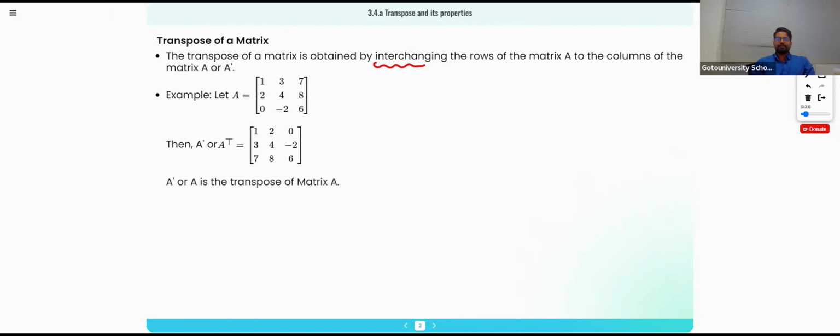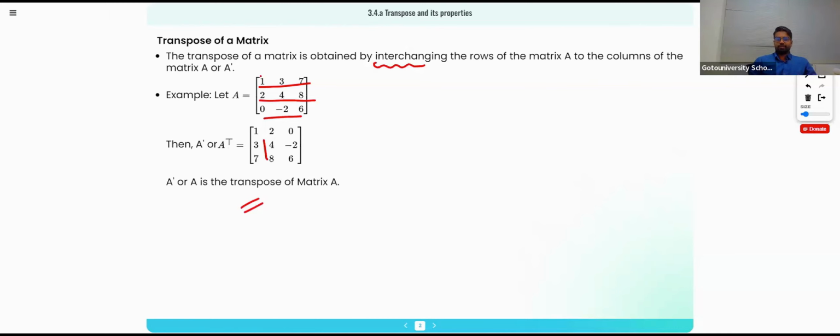So in this example, first row 1 3 7, second row 2 4 8, third row 0 minus 2 6. That became first column, second column, third column, right? Whereas column-wise 1 2 0, 3 4 minus 2, 7 8 6, that will become row-wise now 1 2 0, 3 4 minus 2, 7 8 6. That means what is the transpose of a matrix? The transpose of a matrix is obtained by interchanging the corresponding rows into columns and columns into rows. Okay, right? It's a very simple approach.